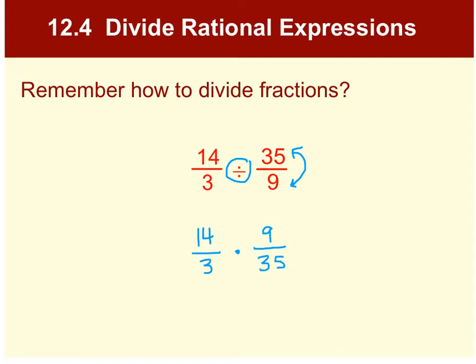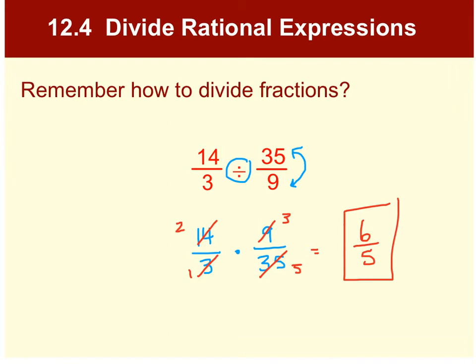All right, so that's what we're doing today: we're taking our division, changing it to multiplication, and flipping our second fraction, or rational expression, and then we're going to simplify and do the multiplication the way we did the last lesson. So for this particular example, we could do some cross reducing. 3 fits into 9 3 times. And 14 and 35 can both be divided by 7. 14 divided by 7 is 2. 35 divided by 7 is 5. And then you would multiply the numbers you have left over, 6 over 5. So that's just a reminder on how it works to divide fractions.